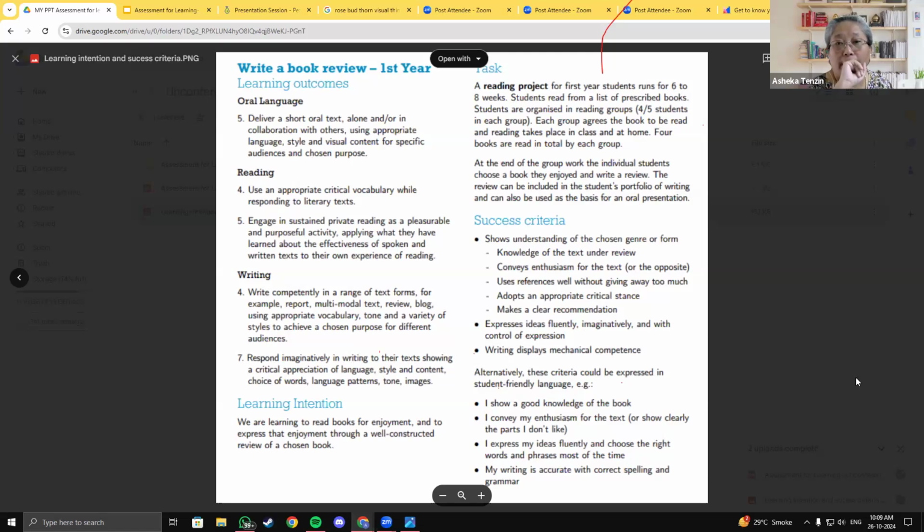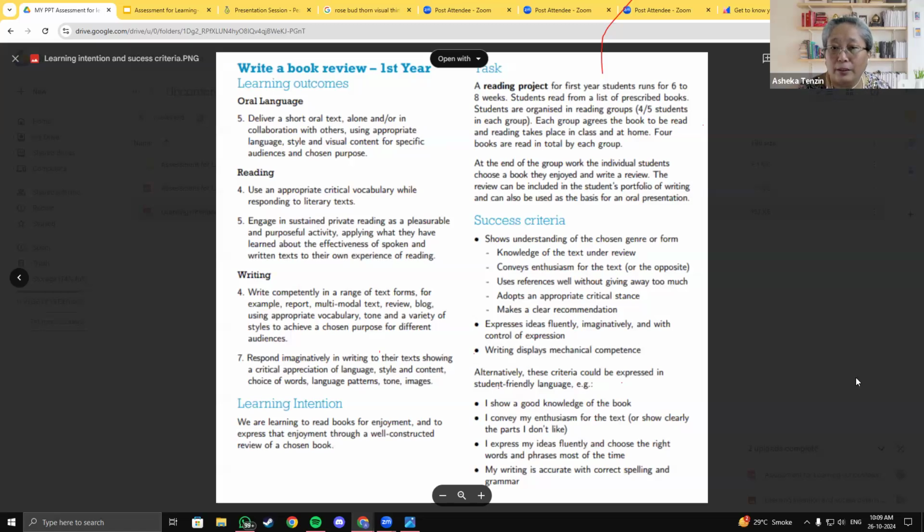Following the learning intention, I have the task. What is the task? It is a reading project for first-year students. And this particular project will run for 6 to 8 weeks. Students will read from a list of prescribed books. They are organized in reading groups, and each group agrees on the book to be read, and reading takes place in class and at home. 4 books are read in total by each group.